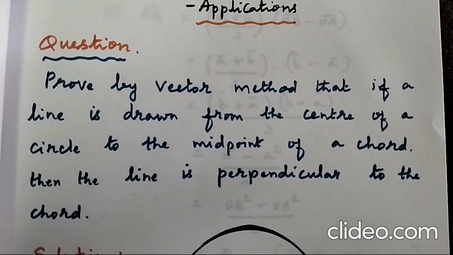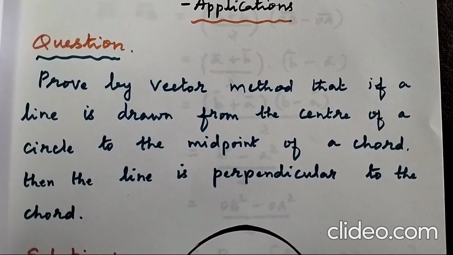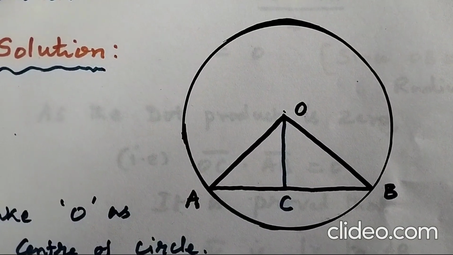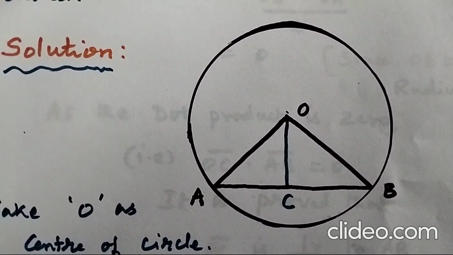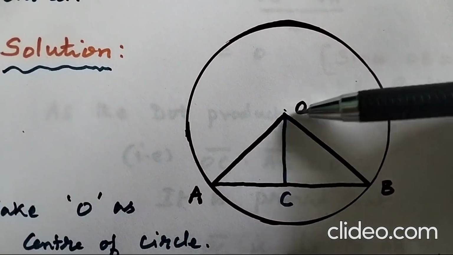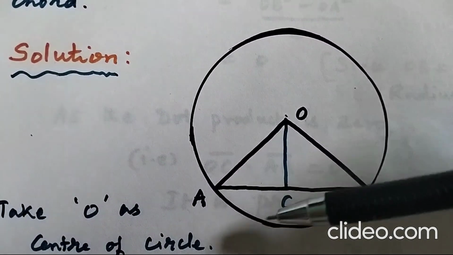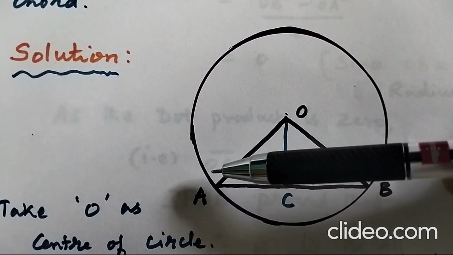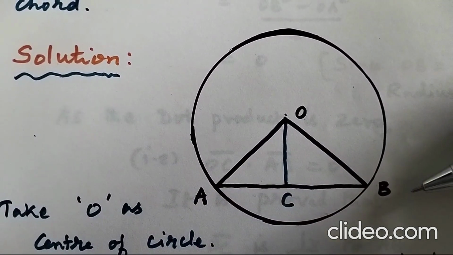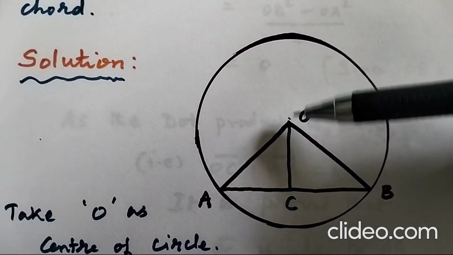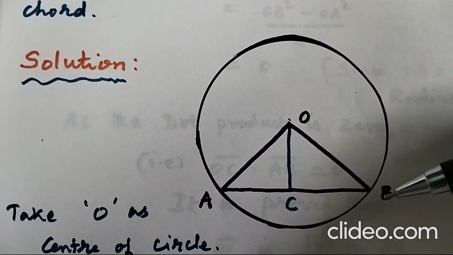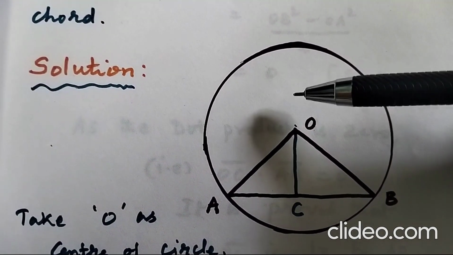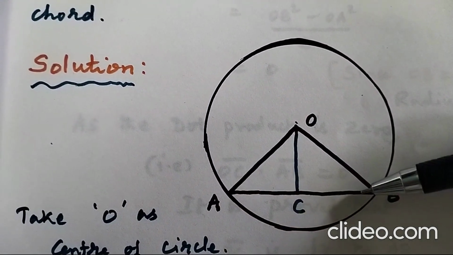So the diagram can better illustrate the meaning of this question. Before going into the solution part, let us analyze the diagram. O is the center of the circle. AB is a chord for the circle. OA is a radius, OB is a radius. OC is bisecting AB. And we have to prove that OC is perpendicular to AB.